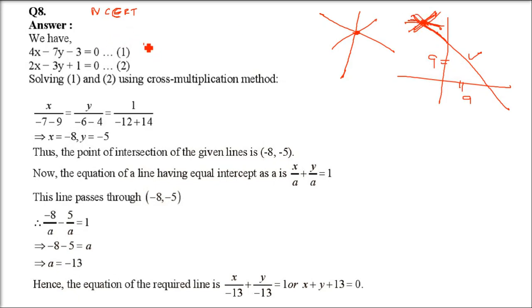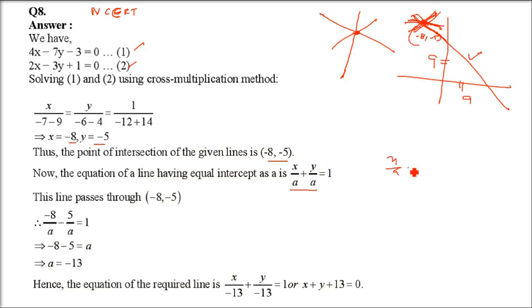So if the x-intercept is A, the y-intercept is also A. They both are A. So the intersection point, I hope you'll be able to find: (minus 8, minus 5). Same thing, we have done it a lot already. So we have (minus 8, minus 5). This is the point through which the line passes.